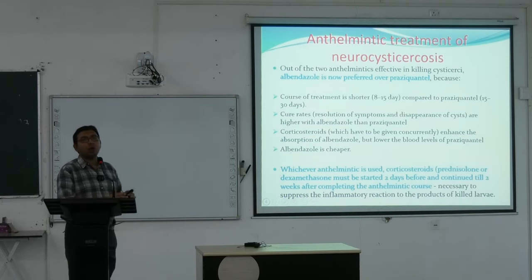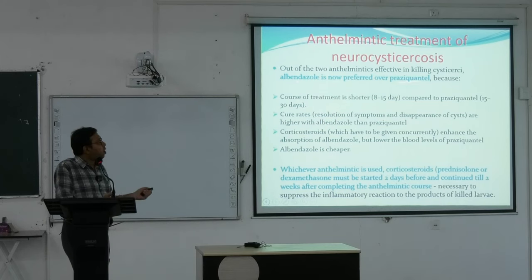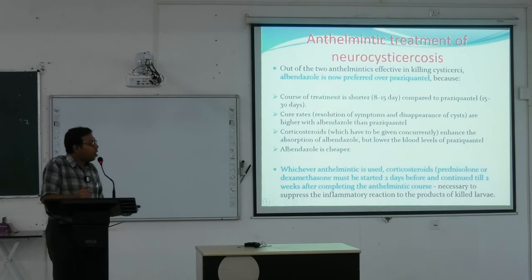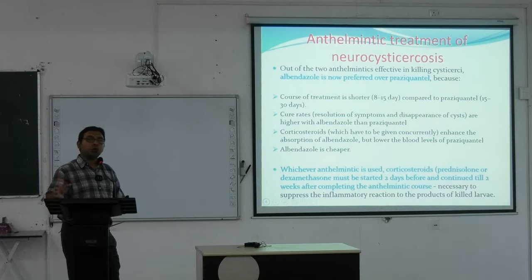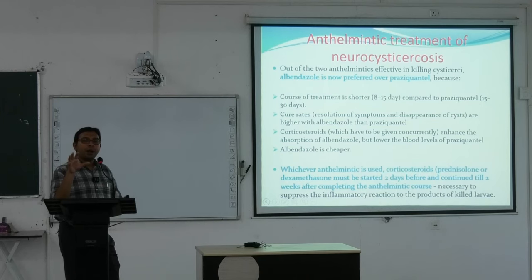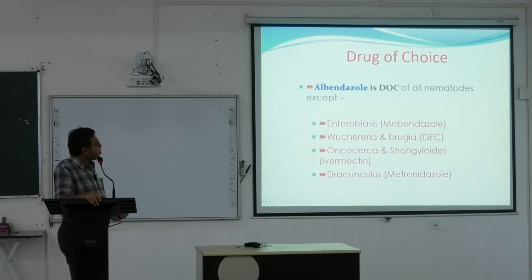The most dangerous of this is the neurocysticercosis, and it can be treated by two drugs. One is the albendazole and the other is the praziquantel. Of this, the albendazole is preferred. These are the reasons why the albendazole is preferred, and both corticosteroids and albendazole are required for its treatment. And why is the corticosteroid used before using the albendazole? Because when we are killing, there will be spillover of the inflammatory contents that leads to widespread septicemia, widespread infection or inflammation that can be tackled by the corticosteroids.